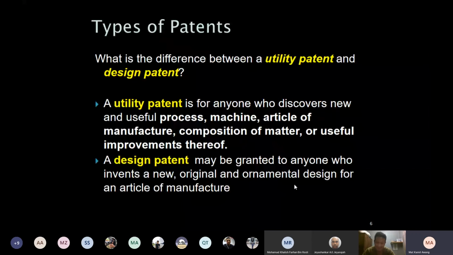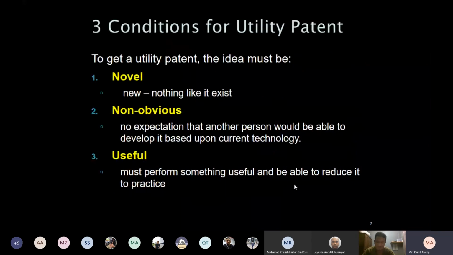Most probably this will normally be in the exam. These are the three conditions for the utility patent. To get the utility patent, the idea must be novel, new, nothing like it exists. Basically it is an improvement, but that improvement is new, it's novel. It doesn't have to be an invention.